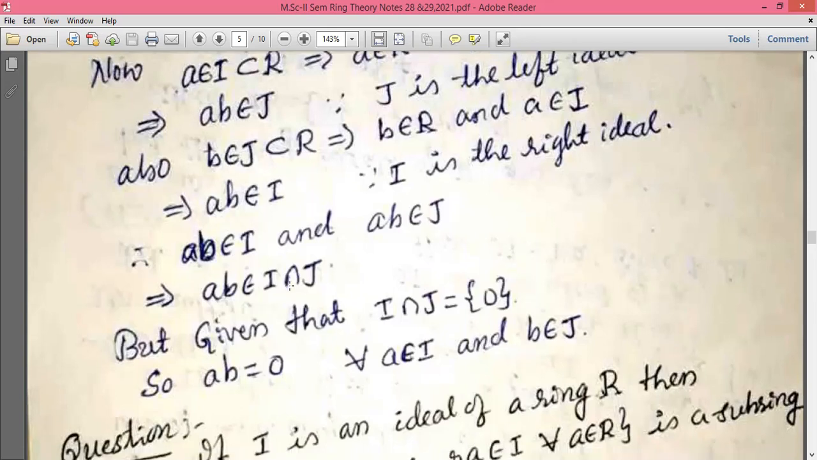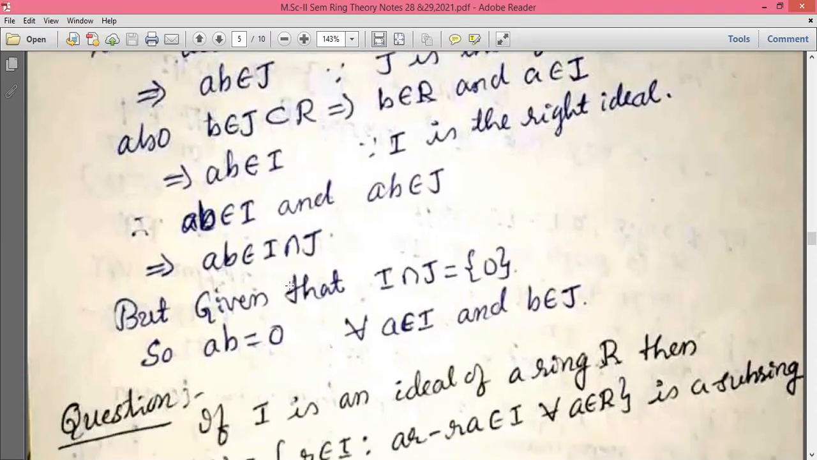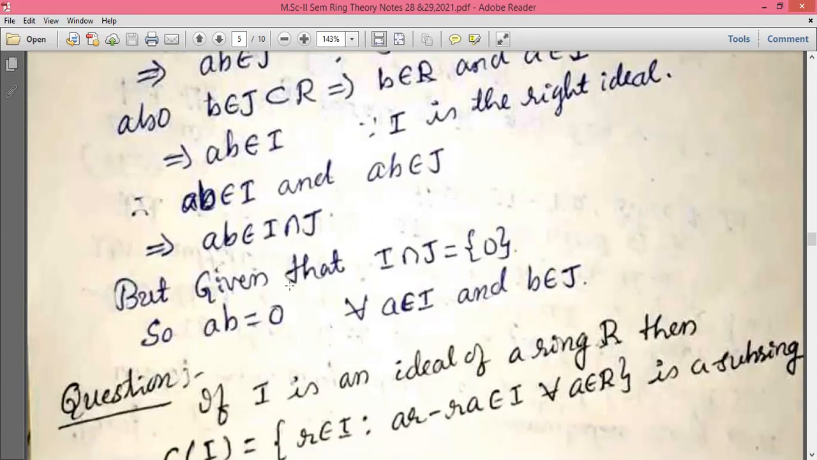Therefore AB is in I and AB is in J, so AB is a member of the intersection of I and J. But given that this intersection is the zero element, the common element is 0, so AB is 0, for all A in I and B in J. So that is what we are discussing.